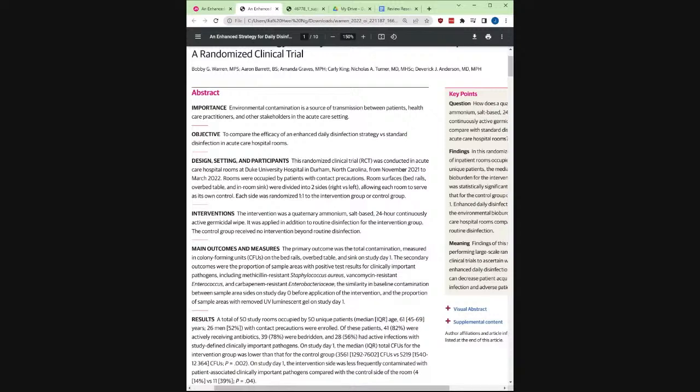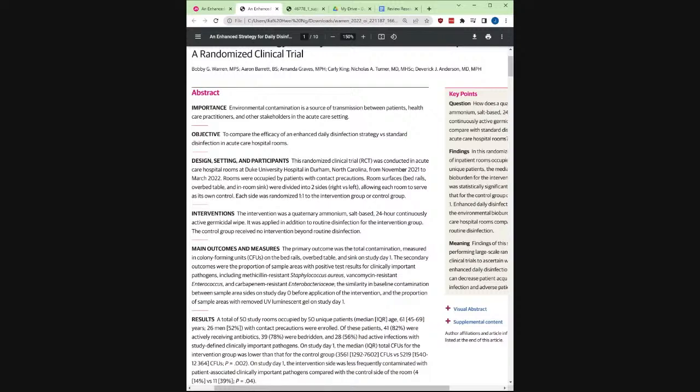It means somebody goes in, you have to wear a bunch of gowns, you have to wear gloves before you can get in. And these room surfaces were divided into two sides, right versus left, allowing each room to serve as its own control. And each side was randomized 1-to-1 to the intervention group or control group. So this is a very interesting design.